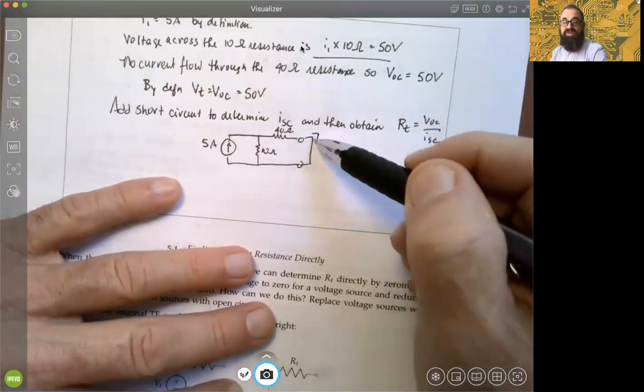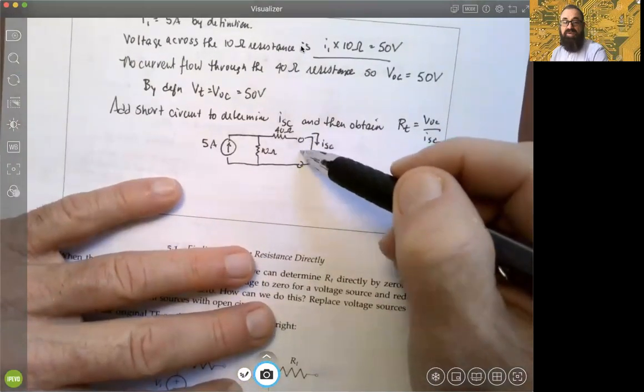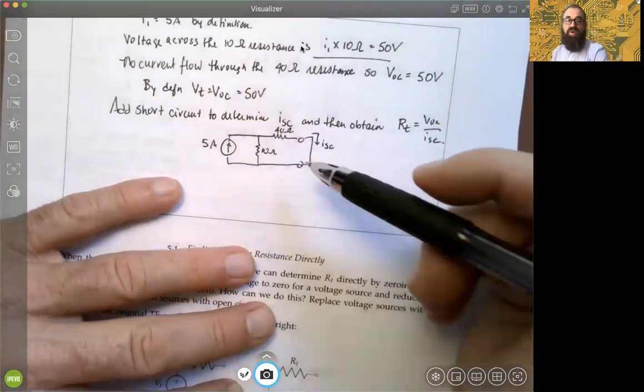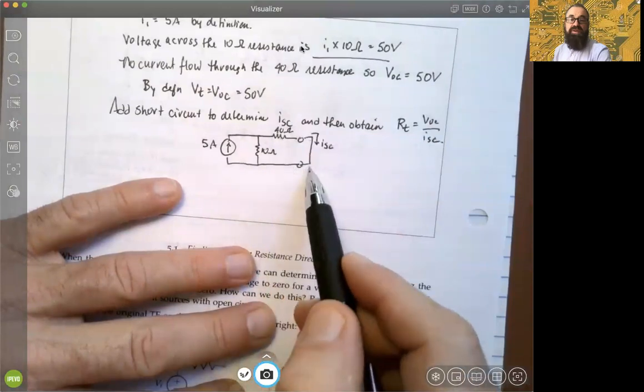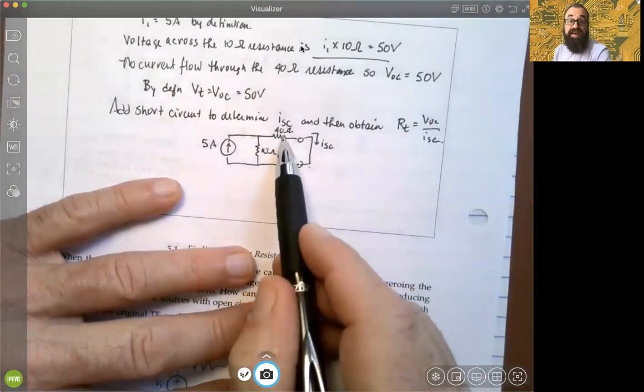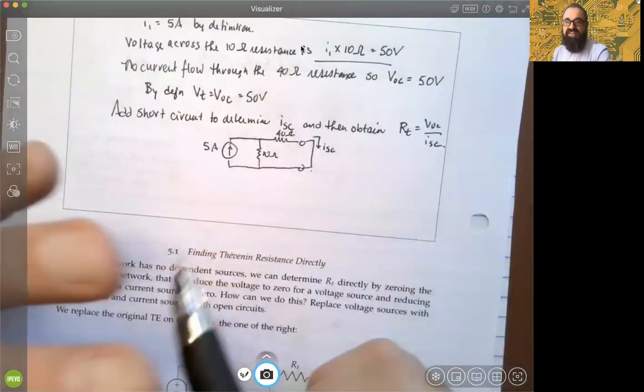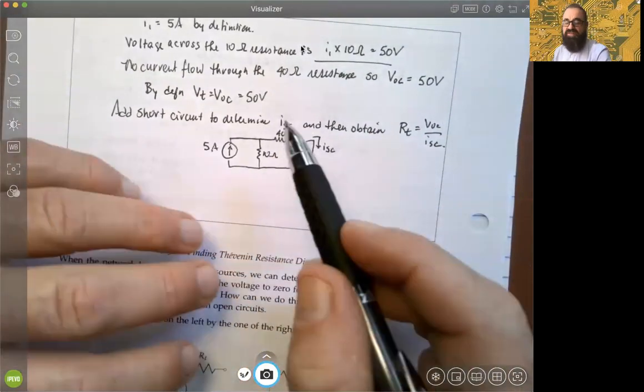When we short-circuited here, we don't have a resistance in parallel with it. Why is that 10 ohm resistance not in parallel with it? Because of that one. You see what I mean? Interesting. It does not zero that out. Neither one of these are zeroed out.